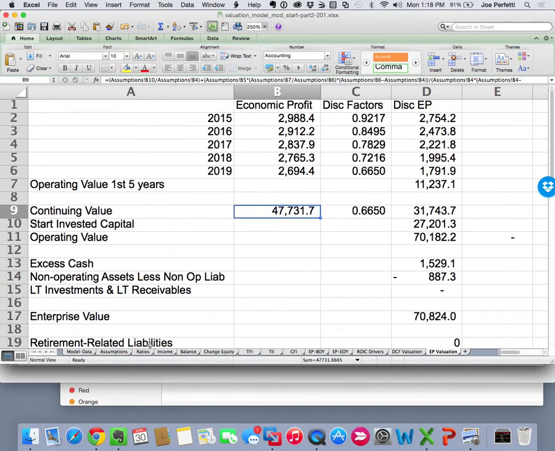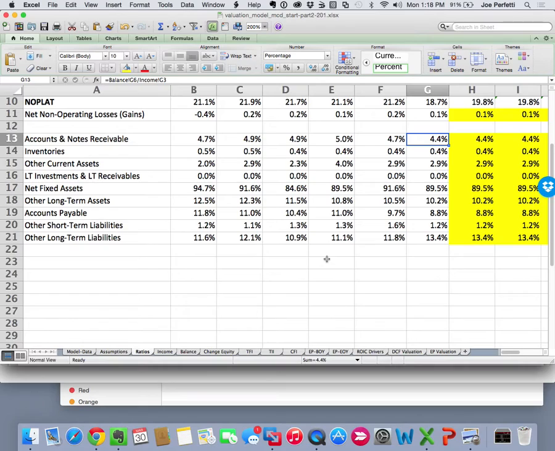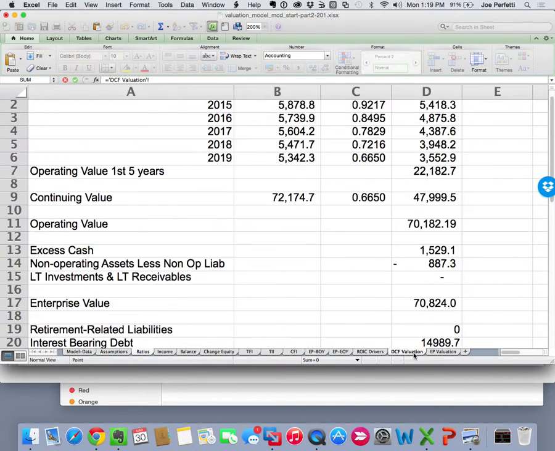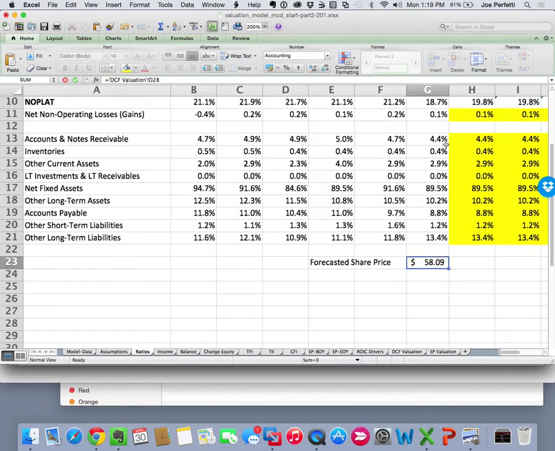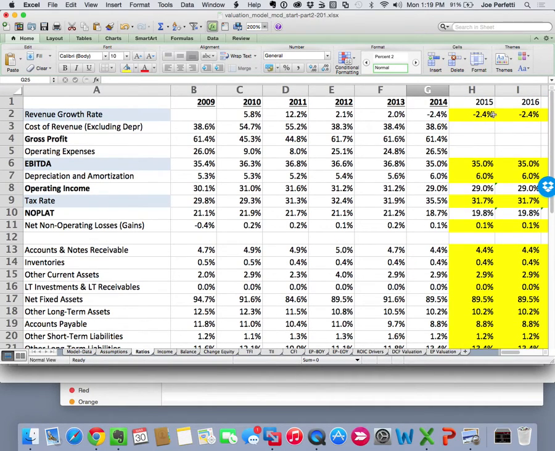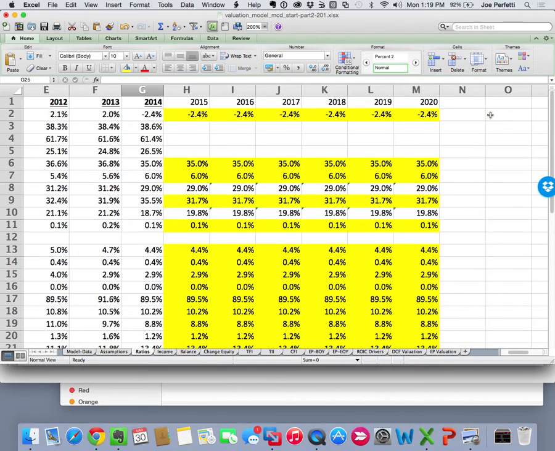So what I'm going to do is go to the ratios tab. Because I'm going to be jumping around a lot, I don't want to keep going back and forth to that tab. So I'm going to create right here a forecasted share price in this tab. And I'm just going to refer to the one off the DCF valuation. But that's at 58.09. Okay. So basically, I'm just replicating what's on there. So when I change the ratios, it will change the price. Right? So again, here's how the model works. Right now, the model says McDonald's is growing or shrinking at 2.4% every single year.